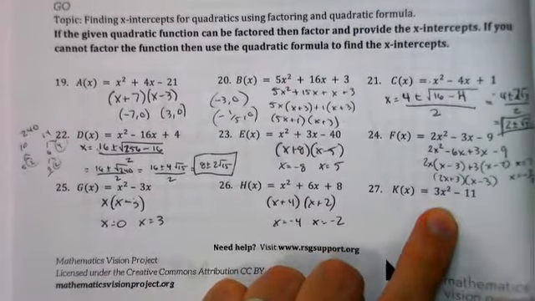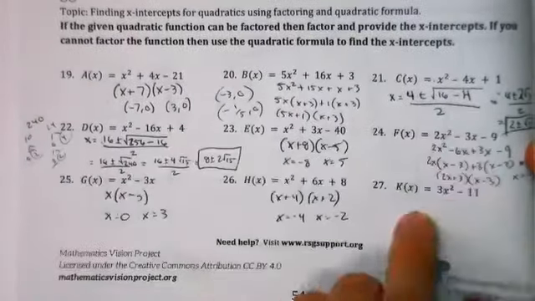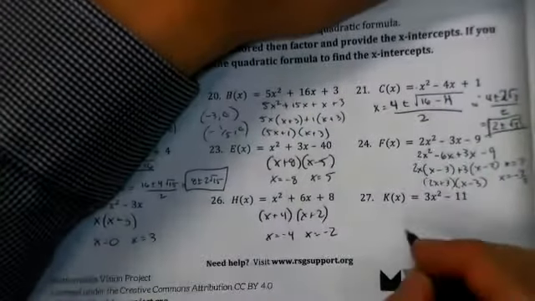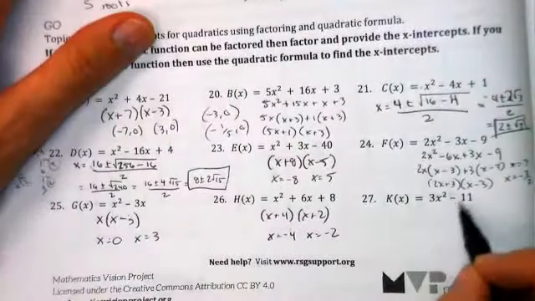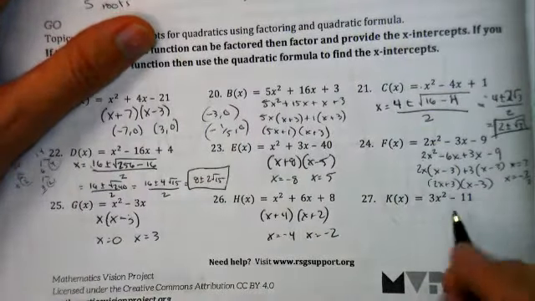Quadratic formula for this one. It says we need to use the quadratic formula. Otherwise, I would try to solve this a different way. But we can use the quadratic formula here. The middle term is missing. We don't have an x. So that means b is 0.